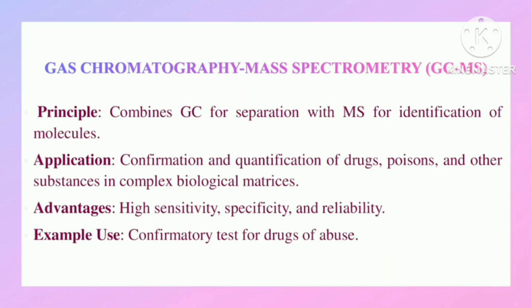It is most suitable for confirmation and quantification of drugs, poisons, and any other substances in complex biological matrices. High sensitivity and specificity make it more reliable than GC. For non-volatile substances as well as volatile substances, it is a confirmatory test for drugs of abuse. For example, methamphetamines, opiates, or cocaine.